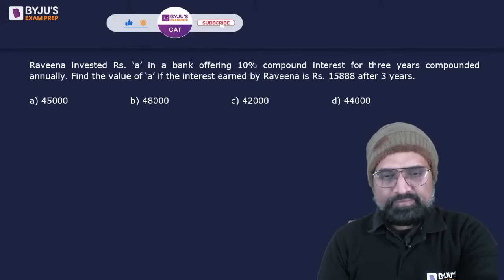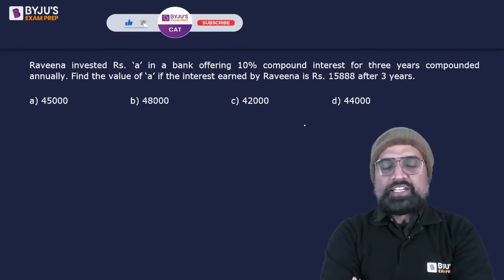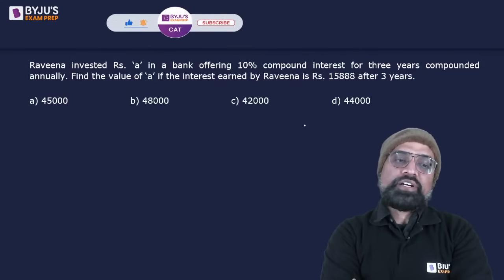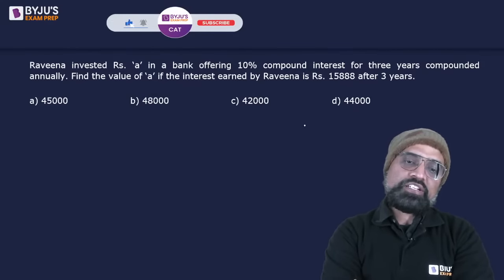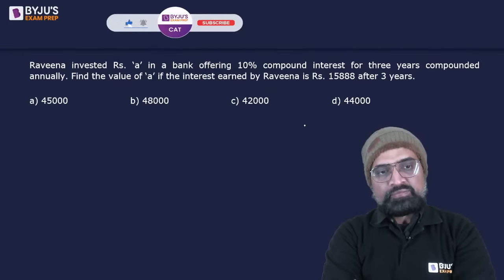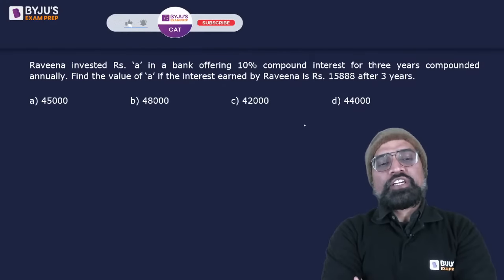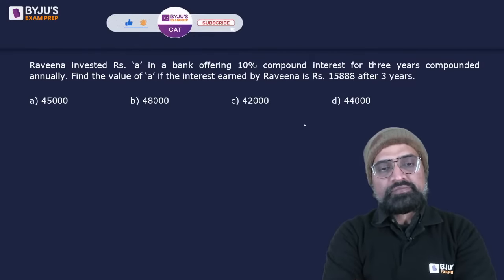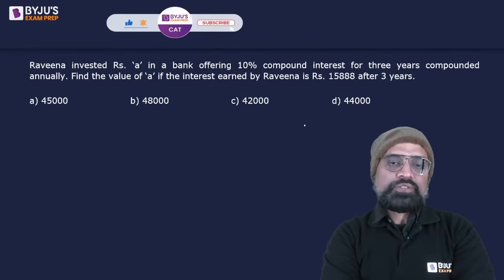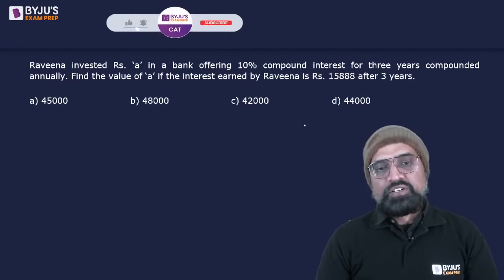SICI. Ravina invested rupees A in a bank offering 10% compound interest for 3 years compounded annually. Find the value of A if the interest earned by Ravina is 15,888 after 3 years. So you need to figure out the principal if the interest earned is given to us. And the interest earned is at the rate of 10%. वो भी 3 साल का है.